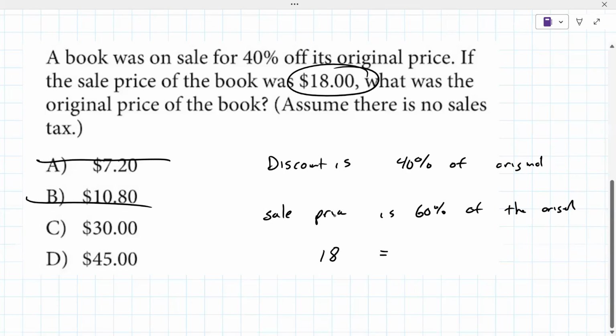So 18 equals 60%, 0.6, of the original price. I'll call the original price X. How do you solve for X in this equation? What's the math operation here? That's the multiply symbol. Okay, how do you undo multiplication? Division. All right, go grab your calculator and tell me if that is the same as your answer or different.